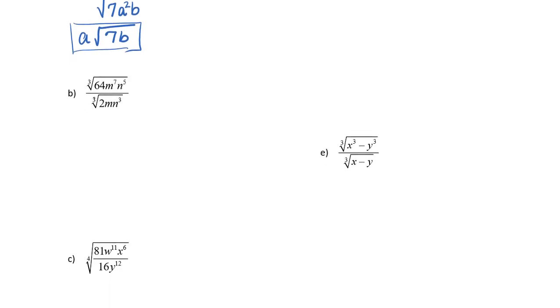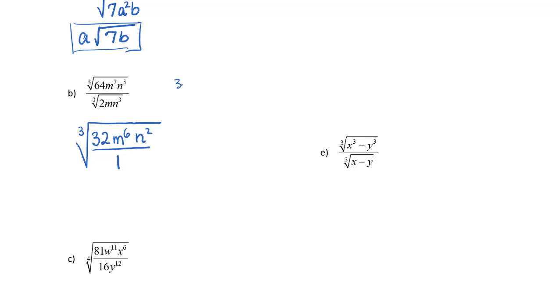In the next one, we have the cube root of 64m to the 7th n to the 5th over the cube root of 2m n to the 3rd. Let's rewrite that as the cube root of 64 divided by 2 is 32. M to the 7th divided by m is just m to the 6th. And n to the 5th divided by n to the 3rd is n to the 2nd. So in the denominator, we just have a 1 again.